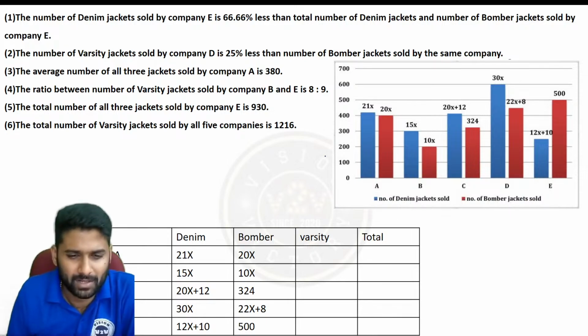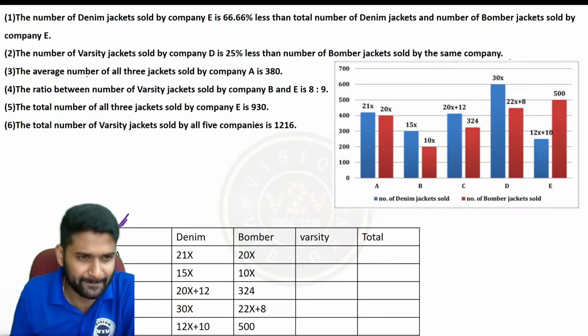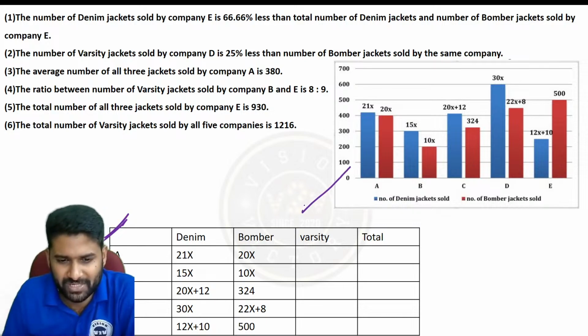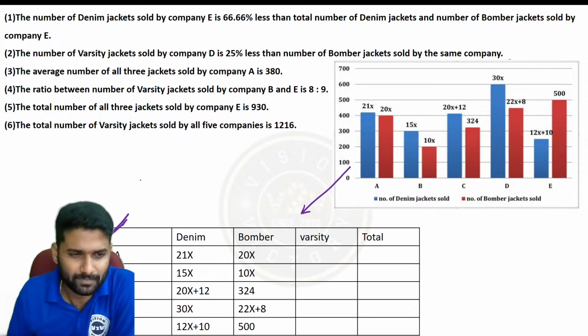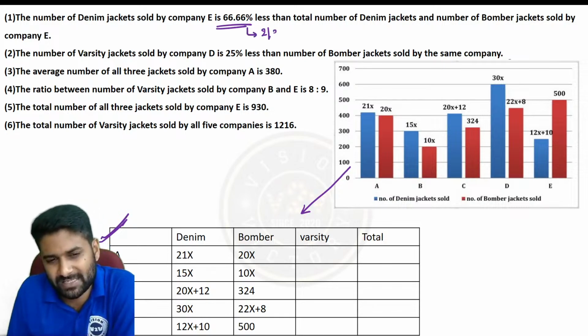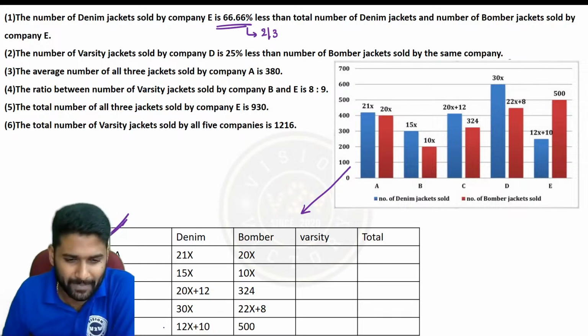Now I have prepared this table. If you understand the data, you will get this table directly. I took all this information into the table. Now, the number of denim jackets sold by company E is 66.66% less than, that is, the value of 2 by 3 of, the total number of denim jackets and bomber jackets sold by company E. You already know that it is denim plus bomber.